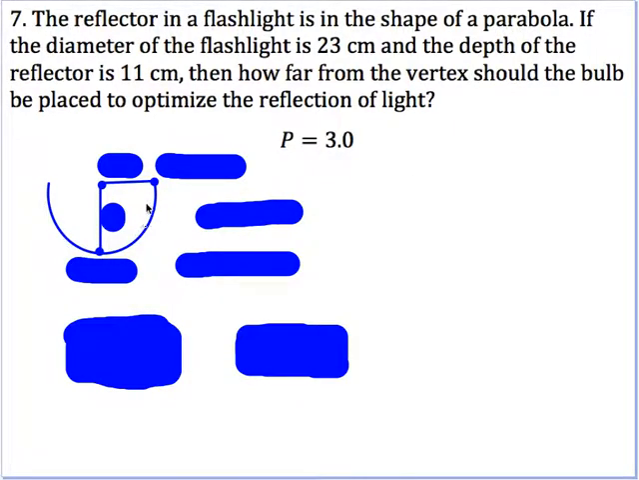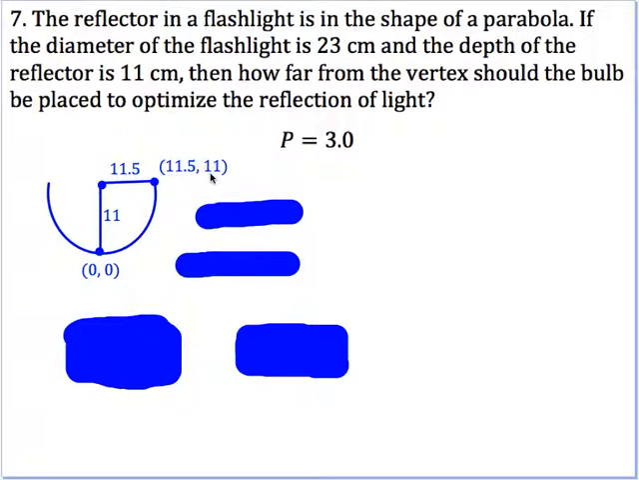Okay, it's always best to draw a little sketch for yourself. You have your little flashlight thing. We're going to set the point here equal to 0, 0. That's your origin. And then your depth here is 11, and the diameter is 23, so the radius is 11.5. You're going to have to take 23 divided by 2, which gives you 11.5. That gives you the coordinates 11.5 and 11.